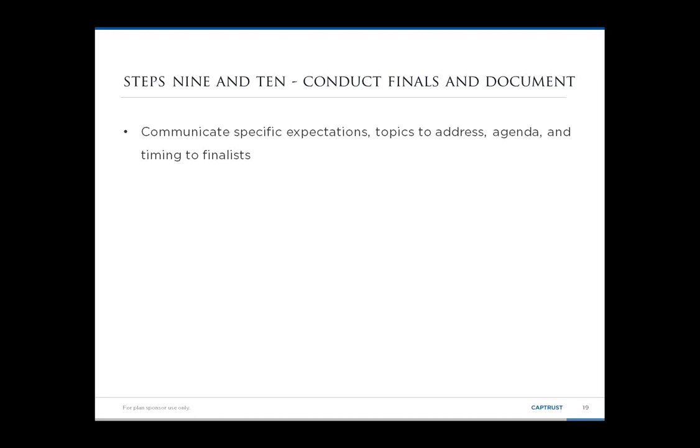So again, you've kind of looked at the industry, you filtered the list down to a list of 2 to 4 quality candidates, and there are probably specific things you want them prepared to address, and it's good to let them know that ahead of time so they can come in and make best use of everybody's time.